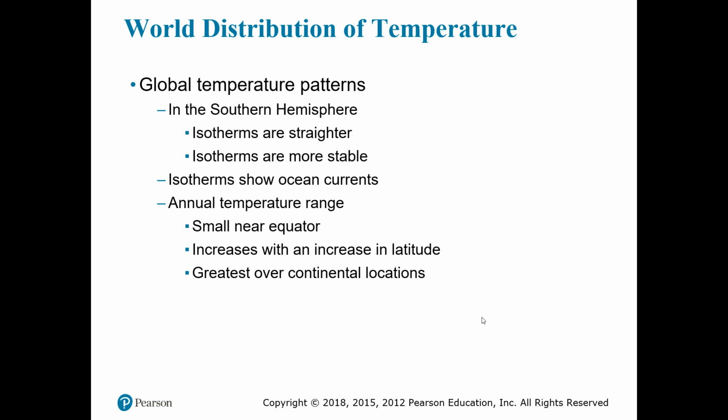In the southern hemisphere, isotherms tend to be straighter and more stable. The reason for that is there's simply less land in the southern hemisphere compared to the northern hemisphere. I encourage you to take a look at the map in your book and really orient yourself with where the equator is, because I think it's sometimes surprising how little land there actually is in the southern hemisphere. Because it's mostly dominated by water, we have this moderating effect throughout the southern hemisphere versus the northern hemisphere, which contains the bulk of our continental mass.